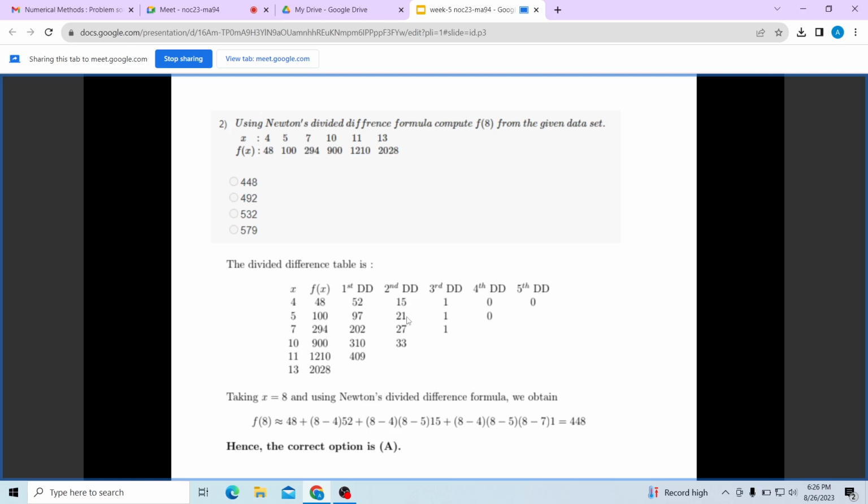So 27 minus 21 upon 11 minus 5. Again it's coming 6 by 6, so it will give you 1. Now for the next term, 33 minus 27 divided by, this is coming from 7, 10, 11 and 13. So 33 minus 27 divided by 13 minus 7. So this will give you 1 again. Fine. So in this way you will get your third divided difference column.